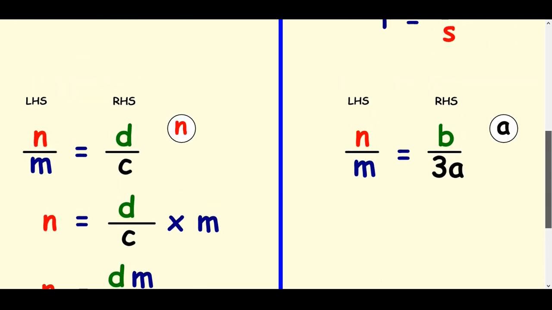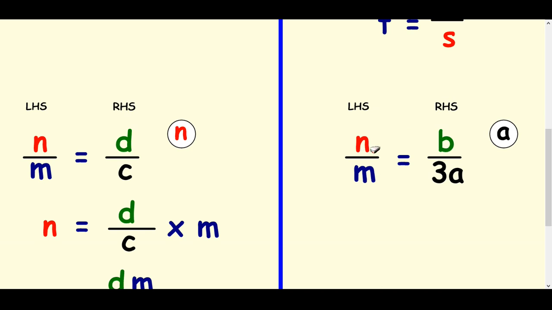With the next one, when you've got this kind of confusing thing going on, and you could do this for this one as well, it just makes it more tricky if you like. I'm going to show you this technique called cross multiplying. Now what you can do is, you can actually multiply up by the 3a and multiply up by the m at the same time.